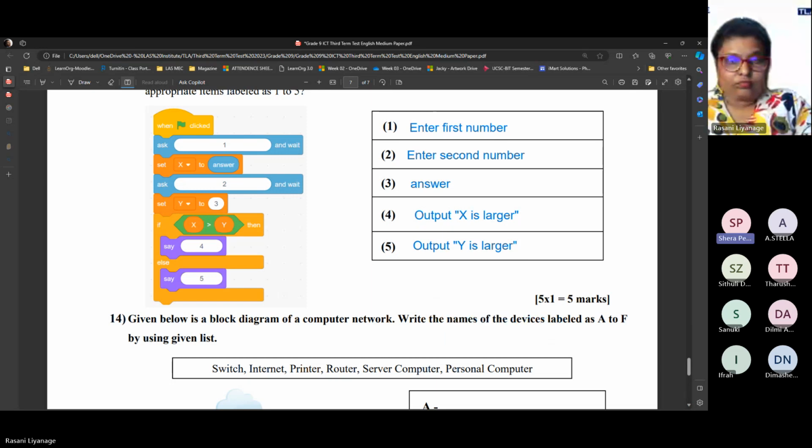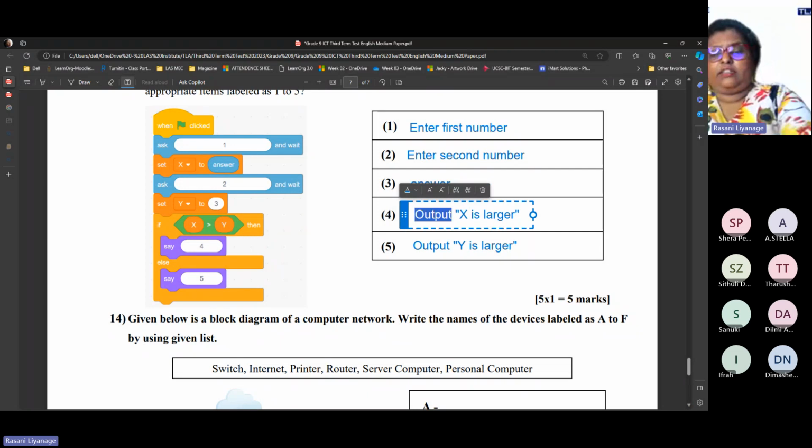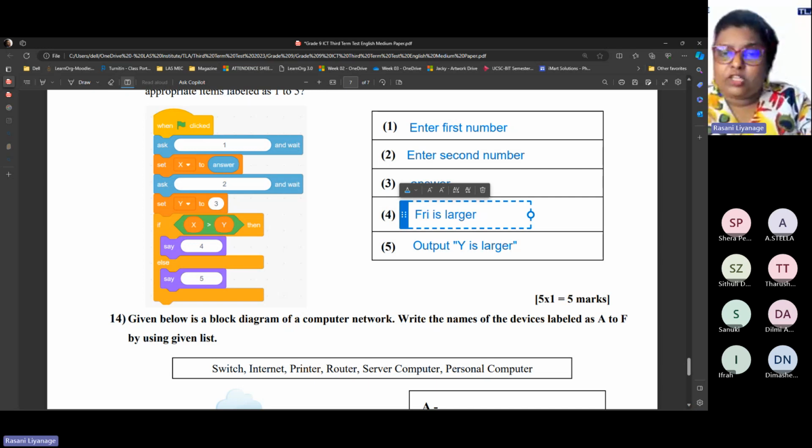Miss, should we say output here? I even not needed neither. Have something meaningful, that's fine. Or like, instead of x is larger, the first number is larger.